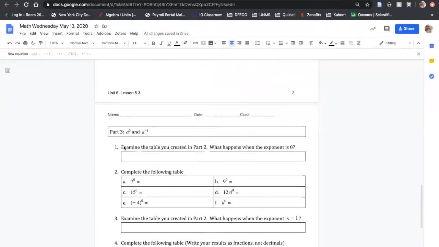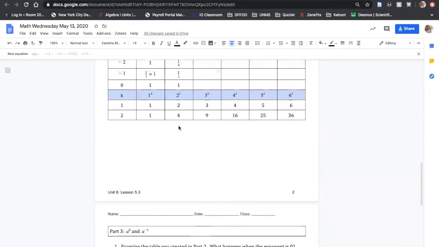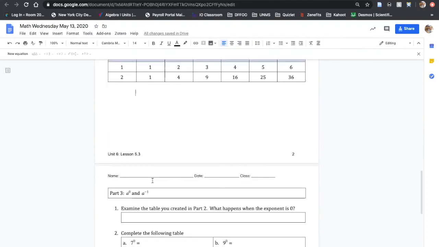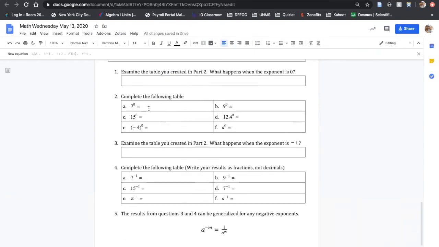It says, examine the table that we created in part 2. What happens when the exponent is 0? That means you're looking at this middle row, when the exponent is 0. What do you notice about all of these numbers? Write that out in words. Then, using what you noticed, I want you to fill out this table here. It should be very easy. If you're stuck, please make sure you come to the Zoom session so I can explain that.